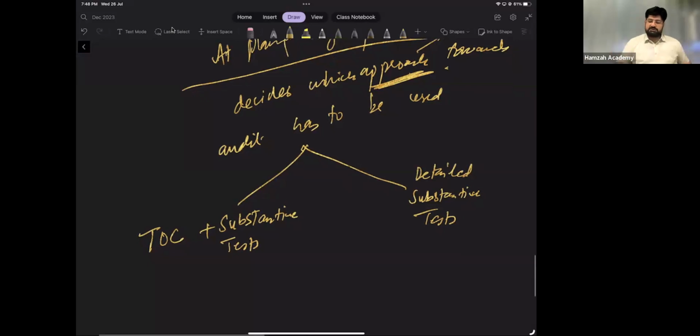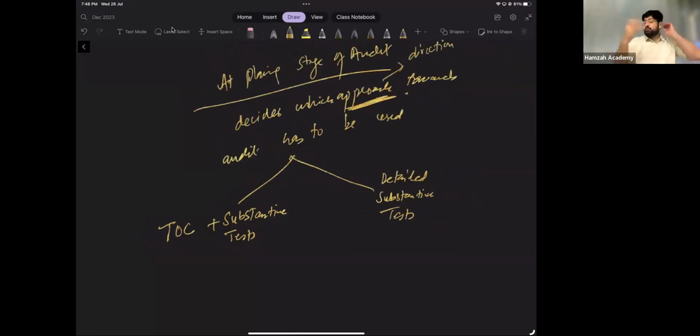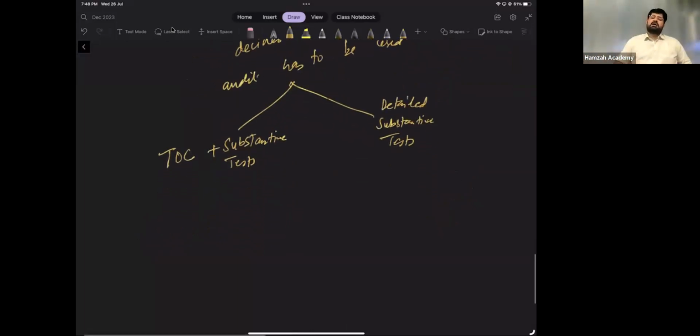So students, these are the two approaches, two directions of audit. Now, you may ask why control testing? The auditor has to report on the financial statements of the company, to report on the credibility, on the truth and fairness of the financial statements.